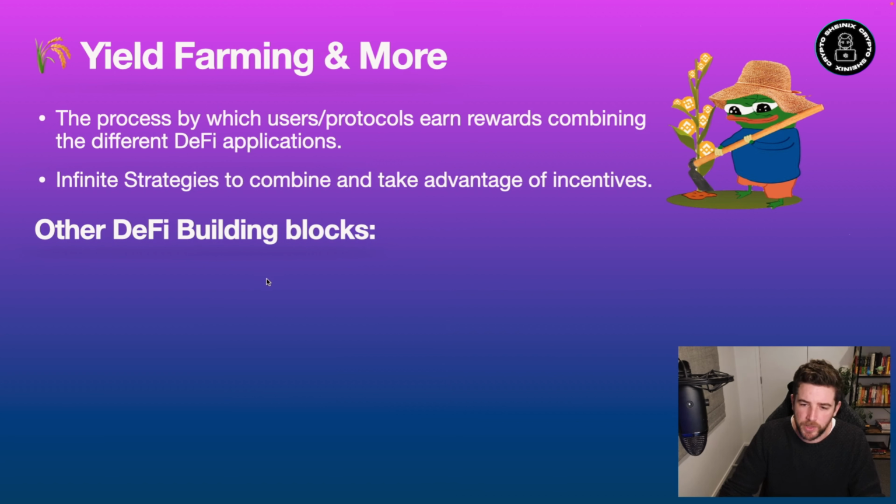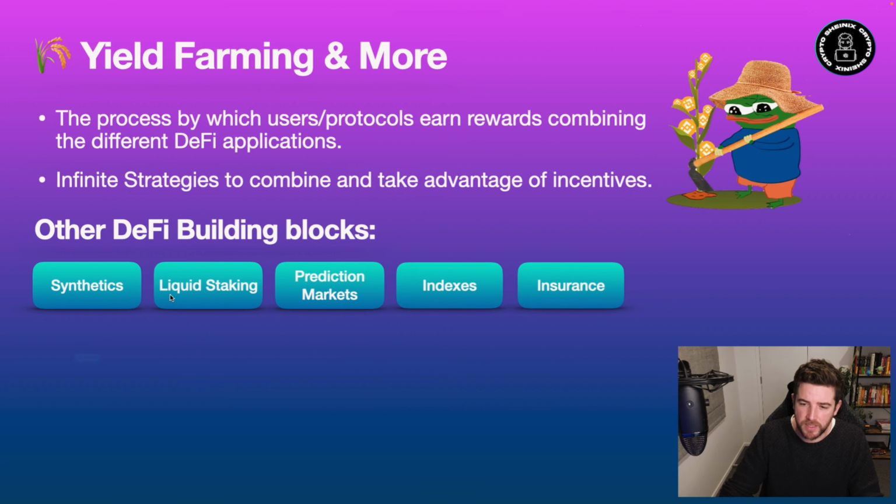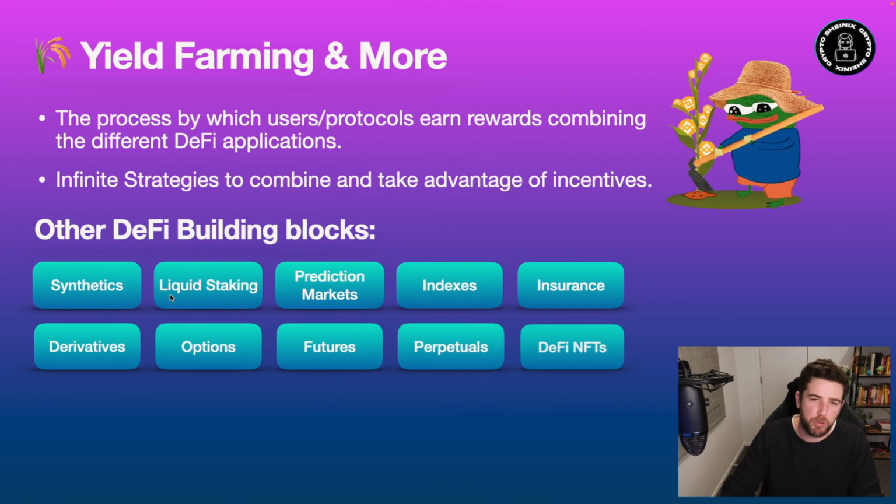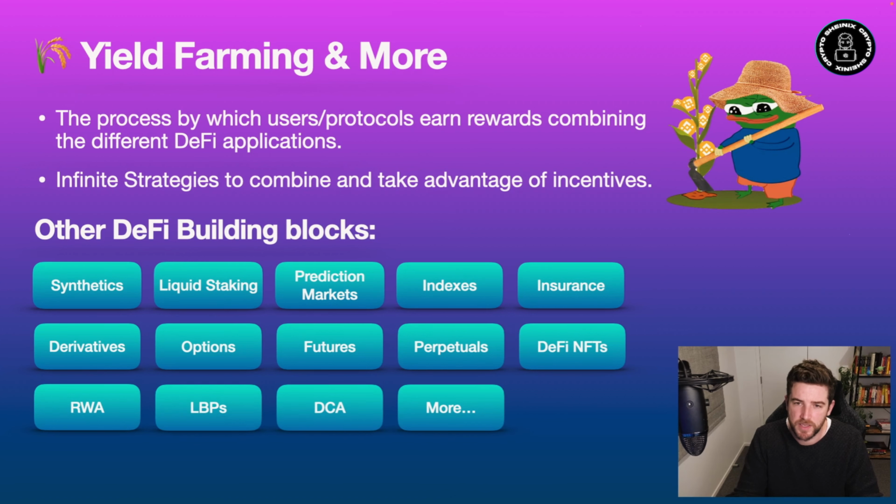So just for you to be aware, there are many other DeFi building blocks. We have synthetic assets, liquid staking, prediction markets, indexes, insurance, derivatives, options, futures, perpetual contracts. There are even NFTs in DeFi, like you can put your NFT as collateral and borrow against that. There is a whole train around real world assets. There are LBPs. There are protocols to do automated dollar cost averaging, and many more things, and this keeps evolving every week basically. So that is an introduction to DeFi.